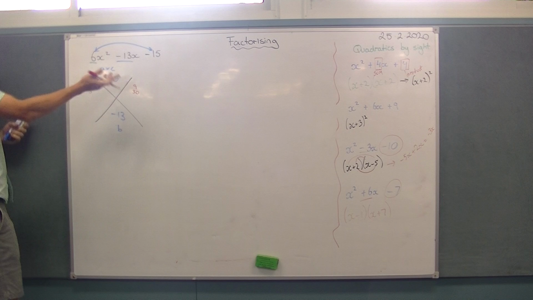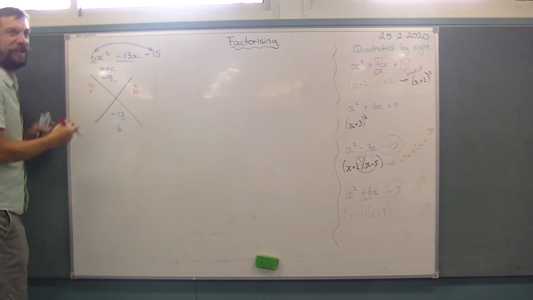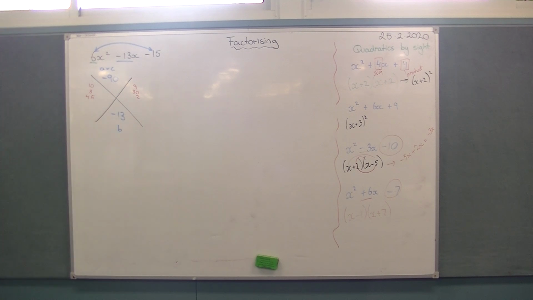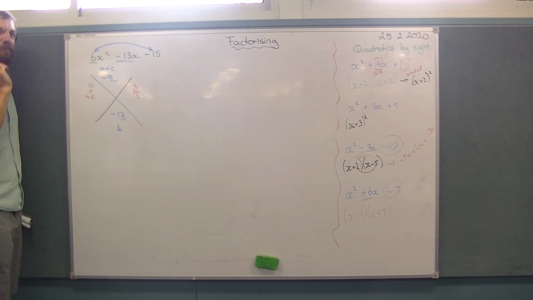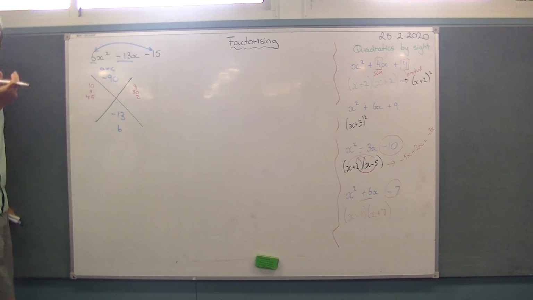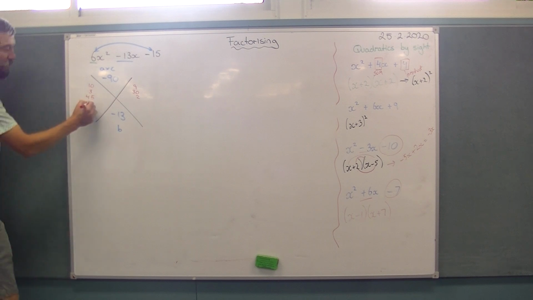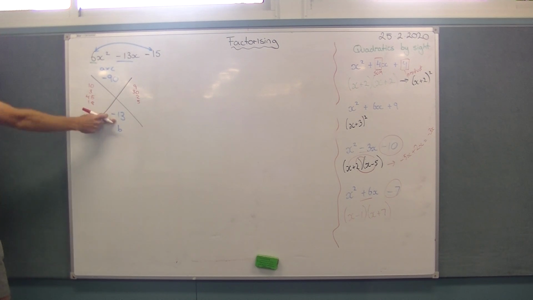10 and 9, 6 and 15, 45 and 2. We're looking for numbers that multiply to 90: 18 and 5, but one of them has to be a negative. 18 and 5 add to make 13. Which one should be negative? 18 should be negative. Alright, so we've got the one we needed.